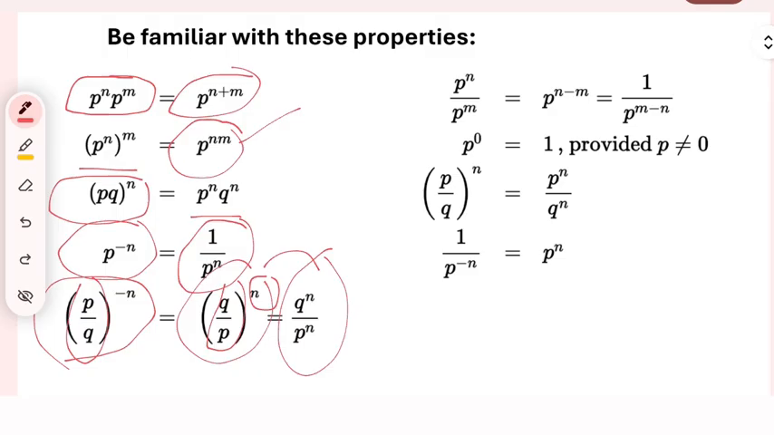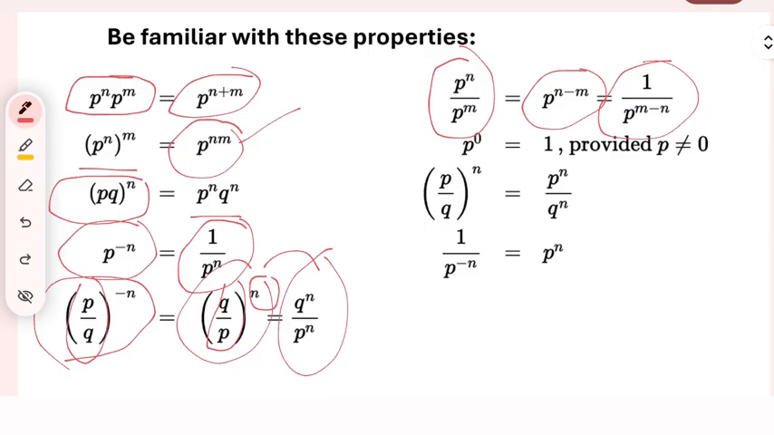What about this one? You divide p to the n by p to the m. They have the same base, p, so you can subtract the exponents. You write p and then subtract n minus m. Or you can even put it in the denominator like this: 1 over p to the m minus n.